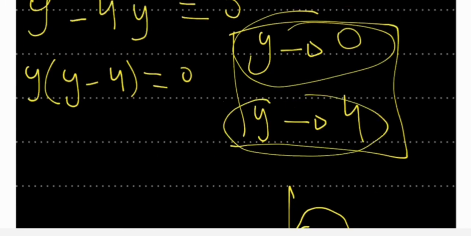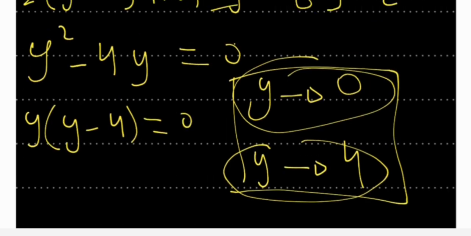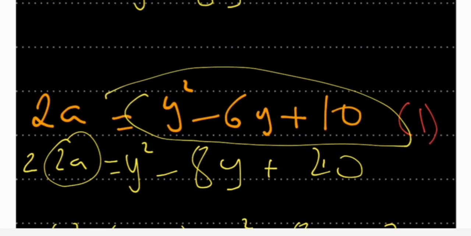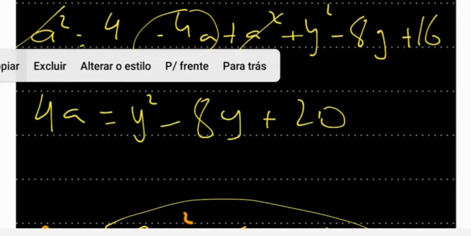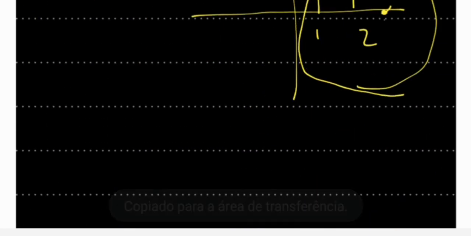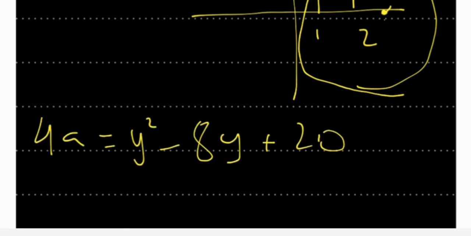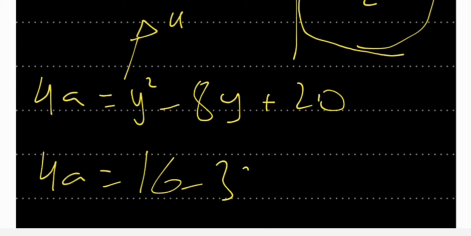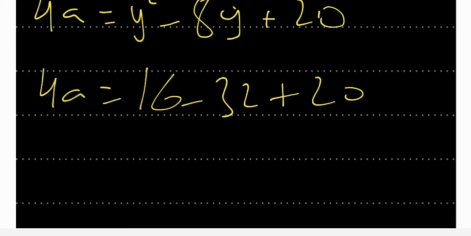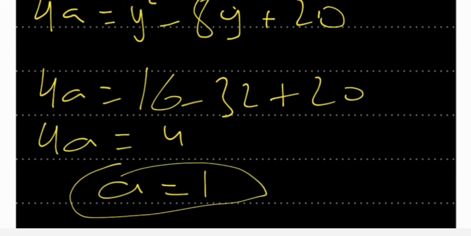Now look, let's find a first. By using y as 4, let's take this one over here to find a. Now 4 multiplied by a is equal to y squared. Well, y in the case of 4, so 16 minus 32, 4 multiplied by 8 plus 20. So it is 4 multiplied by a is equal to 4, so a is equal to 1. So this is the first one.